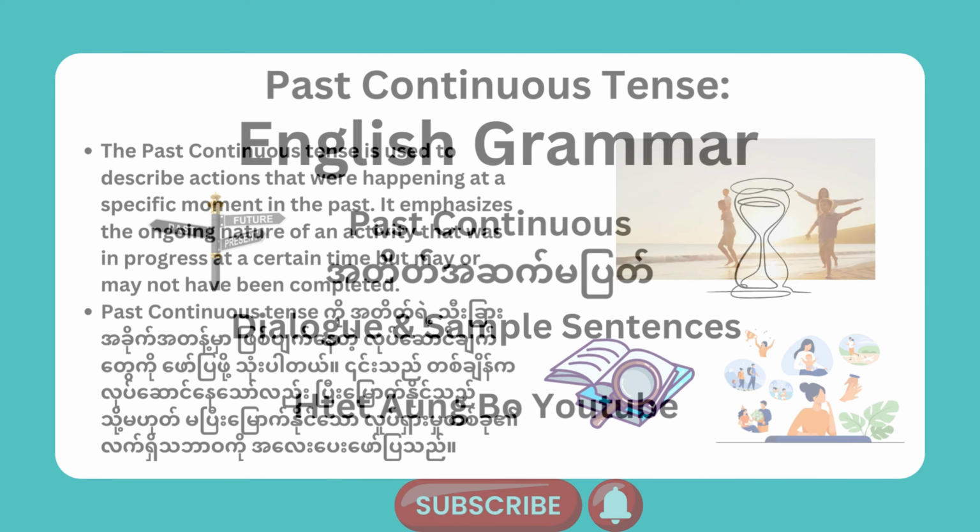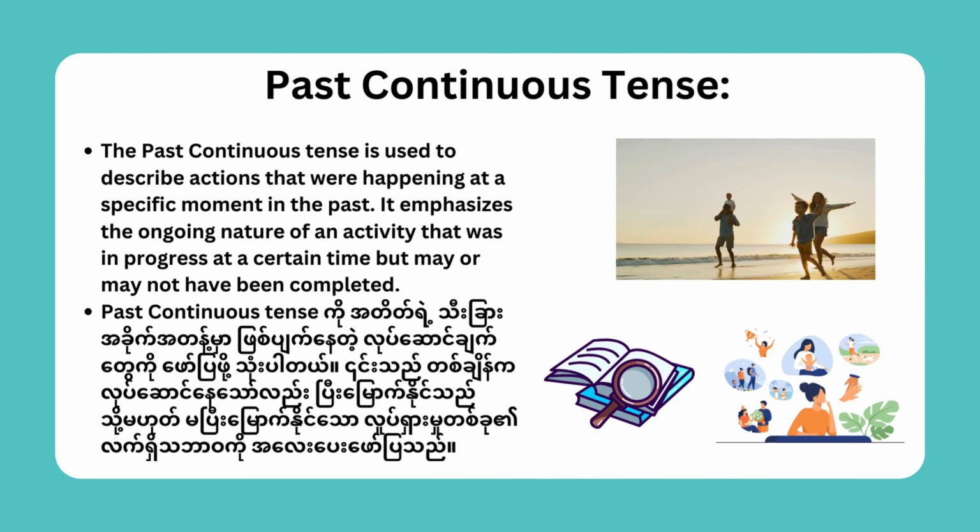Past continuous. The past continuous tense is used to describe actions that were happening at a specific moment in the past. It emphasizes the ongoing nature of an activity that was in progress at a certain time but may or may not have been completed.